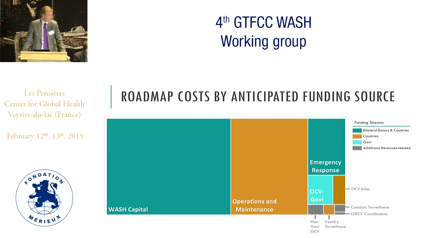When we look at it by funding source, in the green is WASH capital and emergency response covered by bilateral donors and or countries. The orange is met more by countries: that's the operation and maintenance, OCV in non-Gavi countries, and country surveillance. So when we look at the roadmap costs for a country, it's important to assess not only what the cost is, but how that cost is likely to be met, from which source.